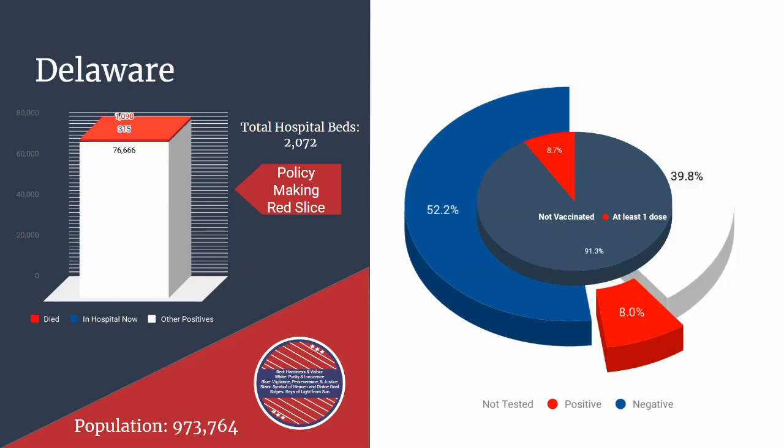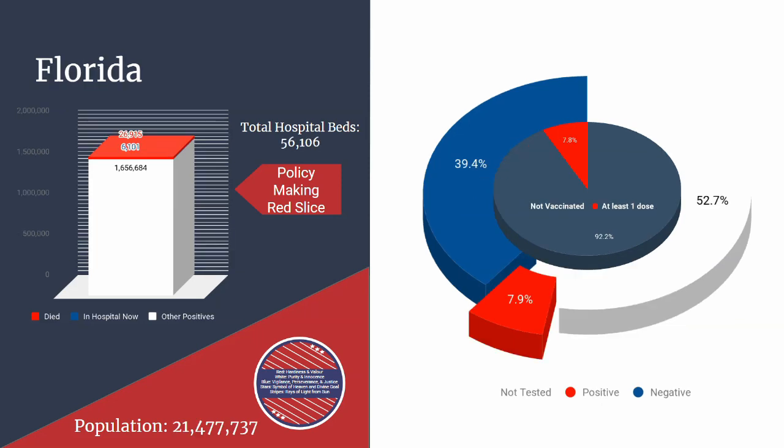Delaware, they vaccinated 8.7% of their population. Their negative tests have been in the 52.2% range. Their positive test is at 8%. They've had a little over 1,000 people die, 315 in the hospital with over 2,000 beds.